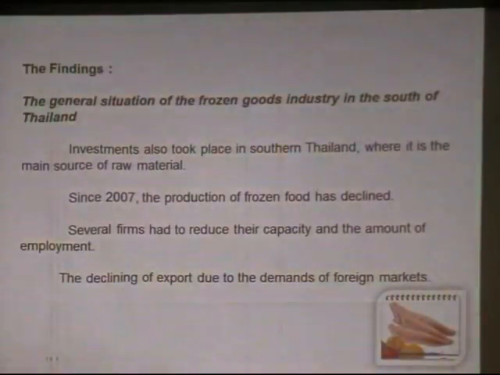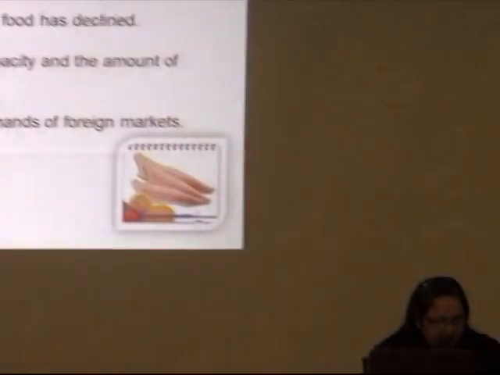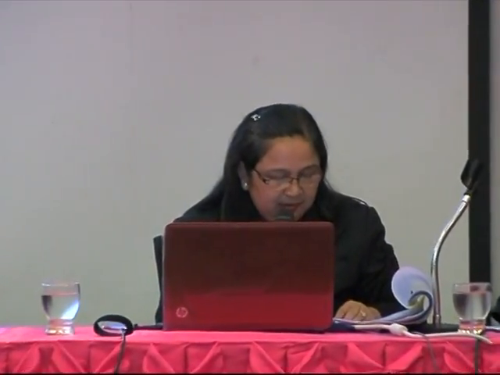The findings will be divided into two parts. The first part is the general situation for the frozen goods industries. During 1979 to 2006, the frozen goods industry had 57 firms. As for members of TFFA, or the Thai Frozen Foods Association, there were 50 firms. Since 2009, the production of frozen food has declined by around 15% from 2006. Then several firms had to reduce their capacity and also reduce the amount of employment. The decline of exports also occurred due to the demand from foreign markets.